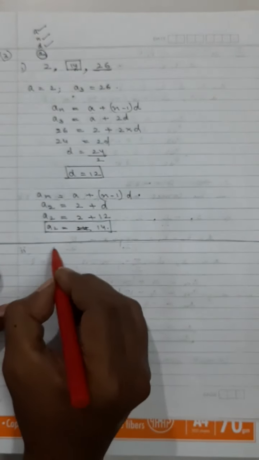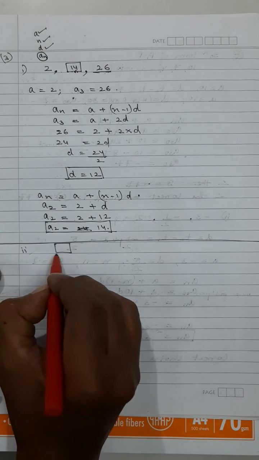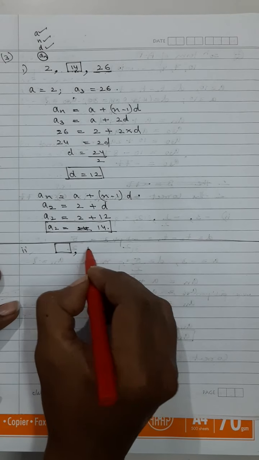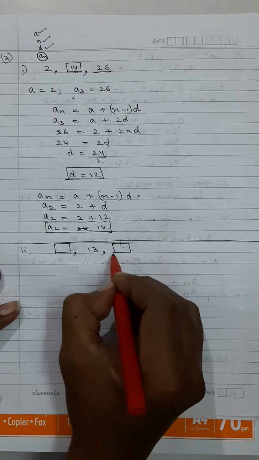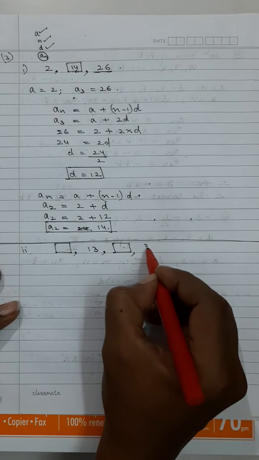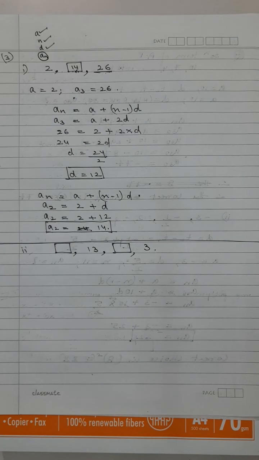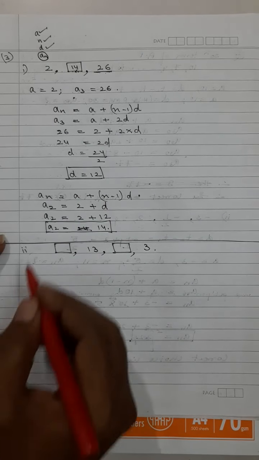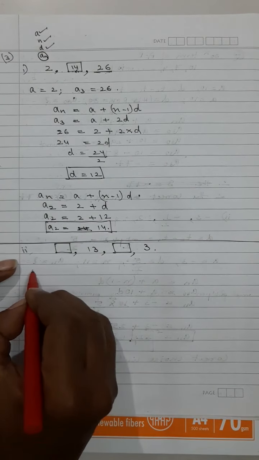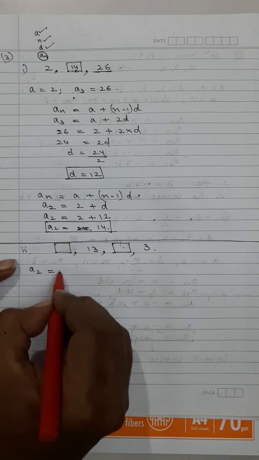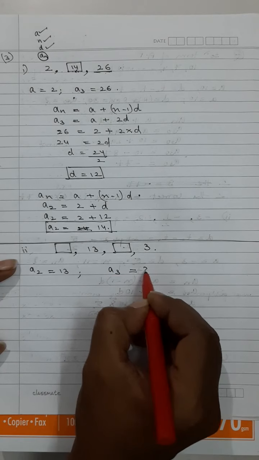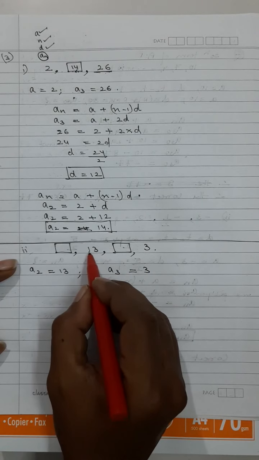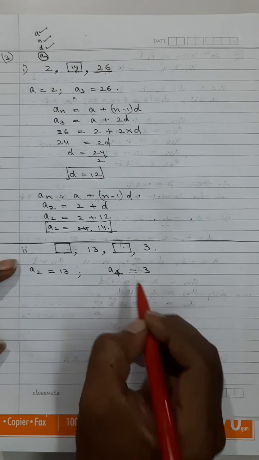In the second one, the question is something like this. The first term is a box. The second term is 13. The third term again is a box. The fourth term is 3. Here, A2 is equal to 13 and A4 is equal to 3.